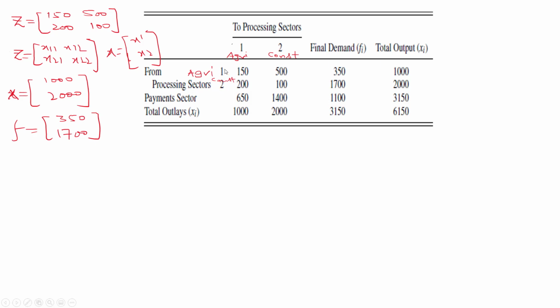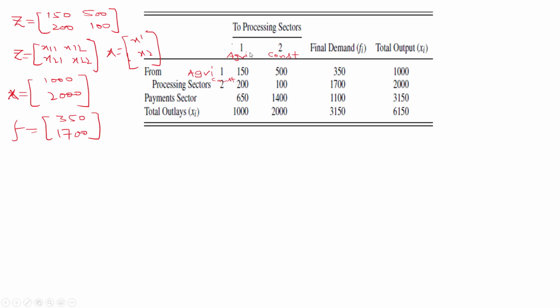So agriculture sells 150 units to agriculture, sells 500 units to the construction industry, and sells 350 units to the final end customer: the household, the export, the government. So this is the total output, because this is the amount which agriculture sells to the others.